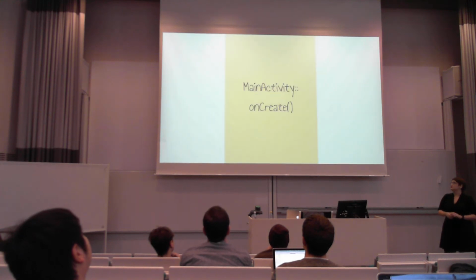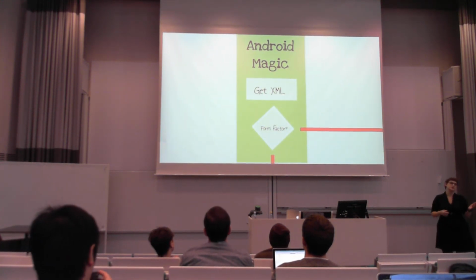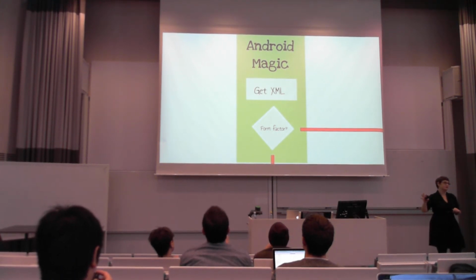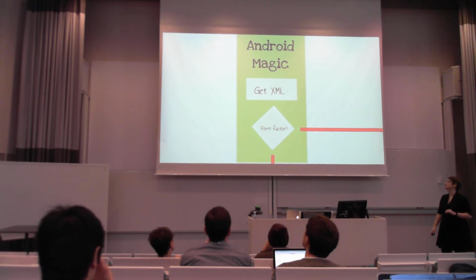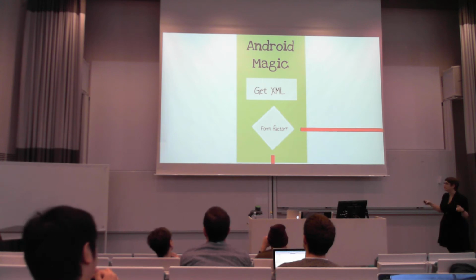So now let's go chart. We have our activity, it's going to create things, and it's going to figure out what it's running. So there's some magic that I mentioned. It's the resource qualifier system. You will do whatever you want to make the applications you want happen. So basically, it's going to figure out which XML should I be showing. What form factor am I?